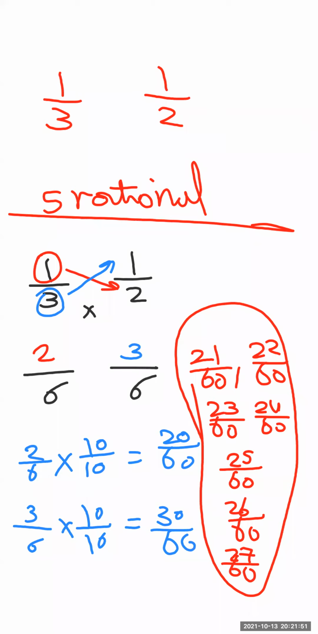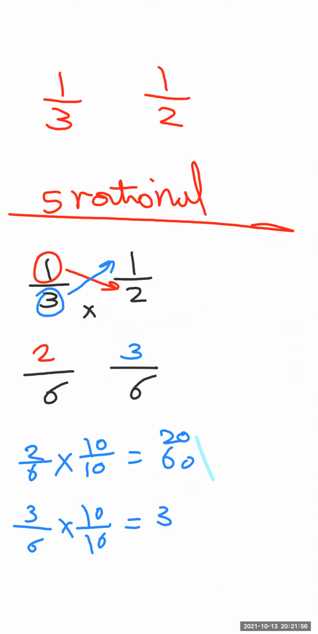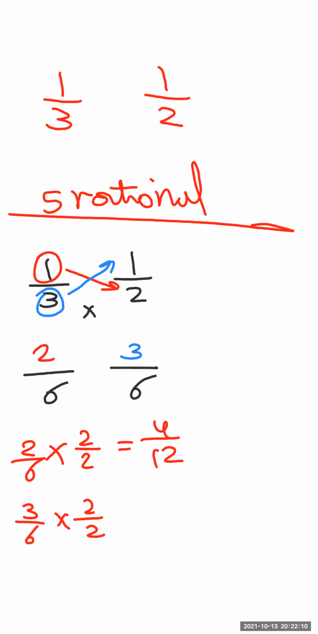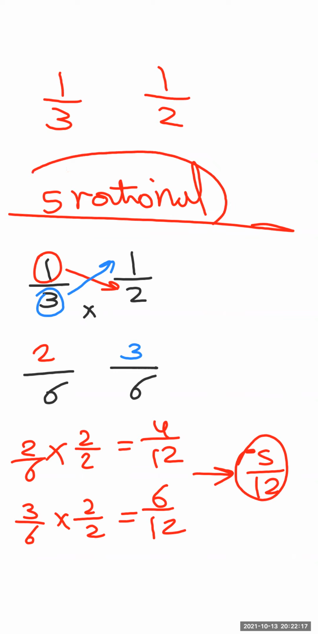Because now, if I multiply by 2/2: 2/6 and 3/6, times 2/2, equals 4/12 and 6/12. So only one number in between, 5/12. I want 5 numbers. That's why I said just multiply by 10/10. Then you will get a lot of numbers, right?